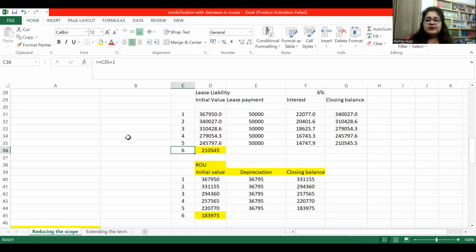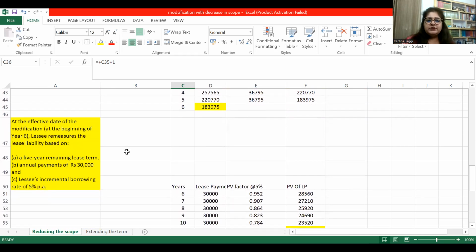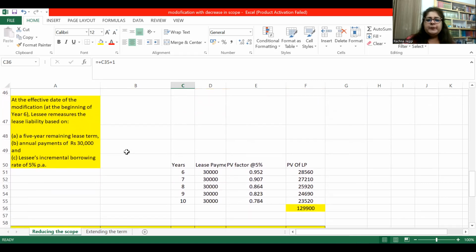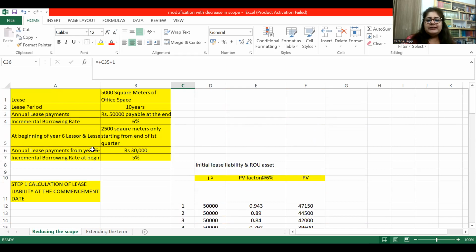So that means what I'll do. Again, as I mentioned, there will be two parts of my lease liability and ROU. One is what I reduce, and on that I'll calculate my gain or loss. And second is what I retain, right? First of all, on the reduction, the lease payments are also reduced, right? 30,000. And the incremental borrowing rate is also given to me, 5%.